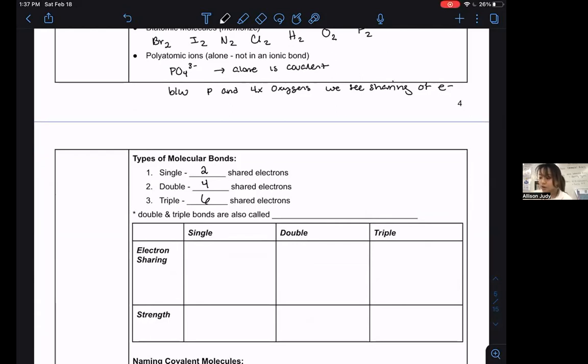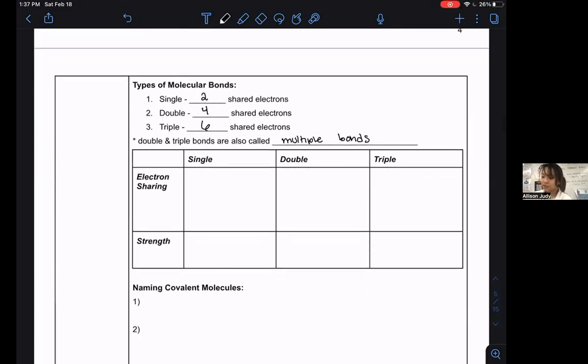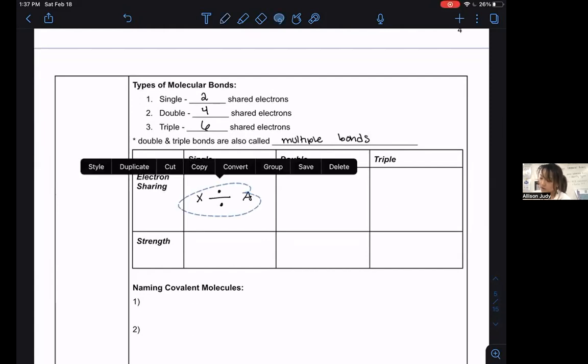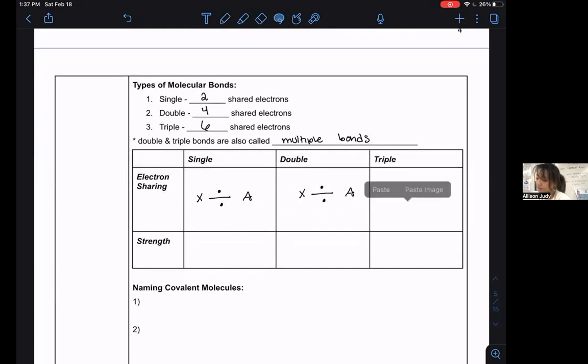These double and triple bonds are also called multiple bonds as a general category because you're creating more than one. So if I said, oh, I formed a multiple bond, that could be telling you I formed a double or a triple, anything greater than 1 bond, anything greater than 2 shared electrons. As a little summary table, for single bonds, if you had atom X and atom A sharing, there were 2 electrons being shared. For double bonds, there are 4 electrons being shared. And for triple bonds, there are 6 electrons being shared.